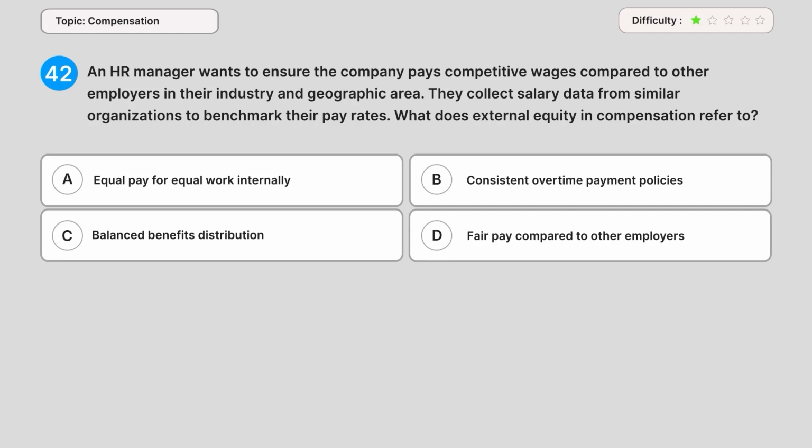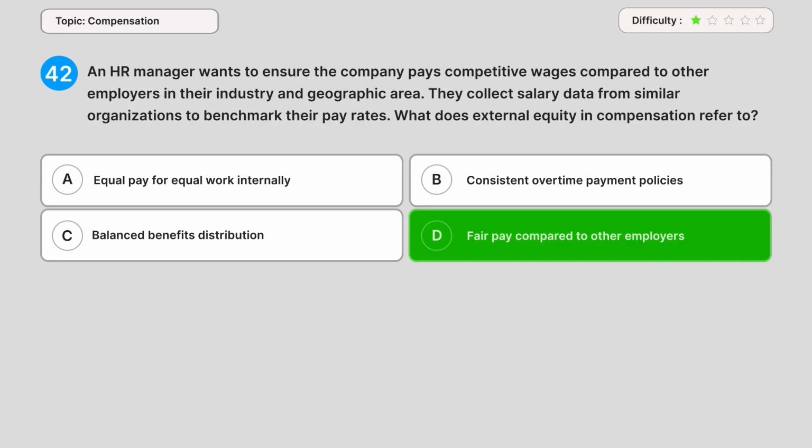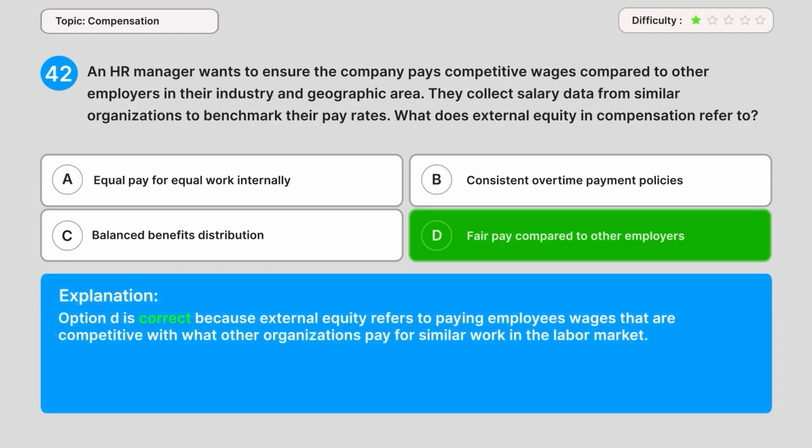Correct answer, D. Fair pay compared to other employers. Explanation. Option D is correct because external equity refers to paying employees wages that are competitive with what other organisations pay for similar work in the labour market.